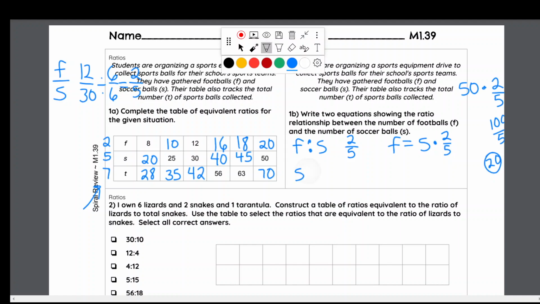I have the ratio of soccer balls to footballs, which is the inverse, multiplicative inverse, or the reciprocal, and the soccer balls are equal to the footballs times 5 halves. And box my answer there so the teacher can see my work.